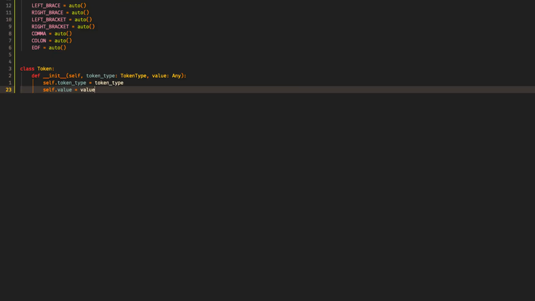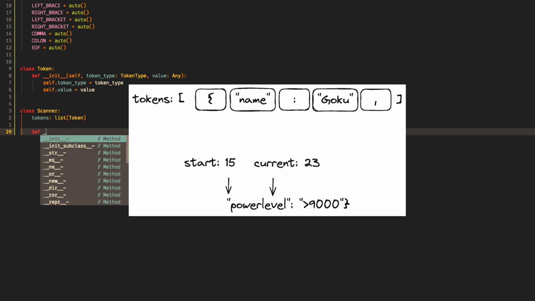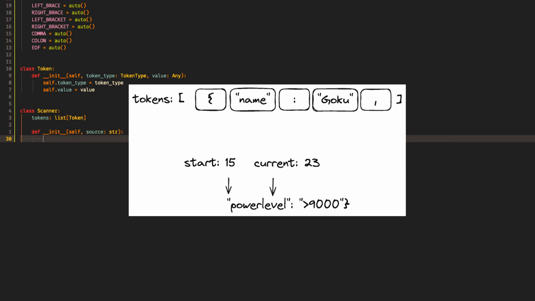Now we're ready to implement the token class, which takes in the token type and the value which the token itself holds. The scanner will work by maintaining a list of all tokens processed, the index of the start of the current token, and the index of the current character to be processed. We'll also keep track of the line number, which will make debugging a lot easier. The scan method will then return this list of tokens.